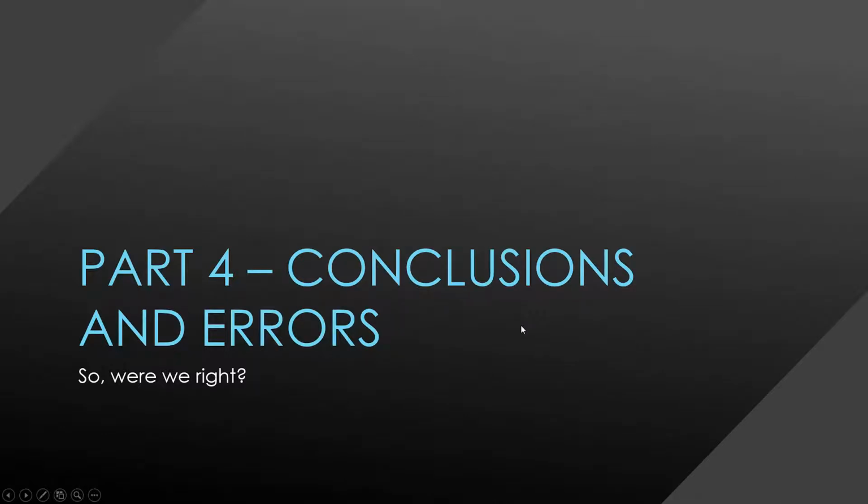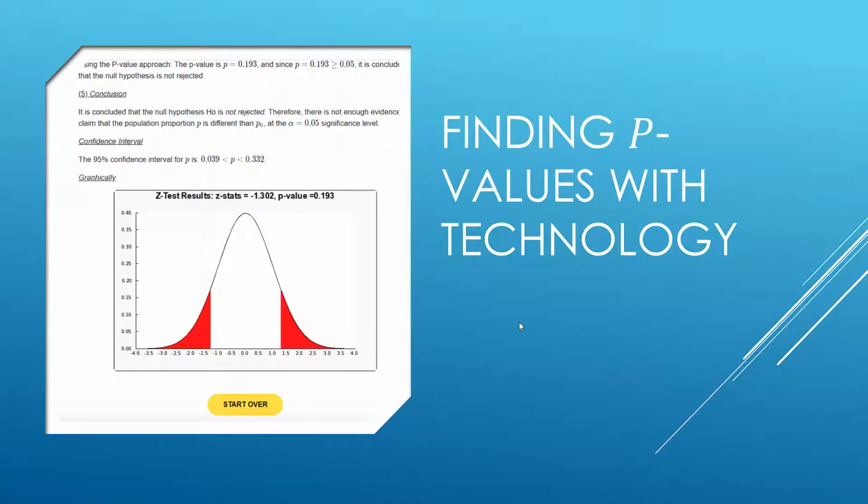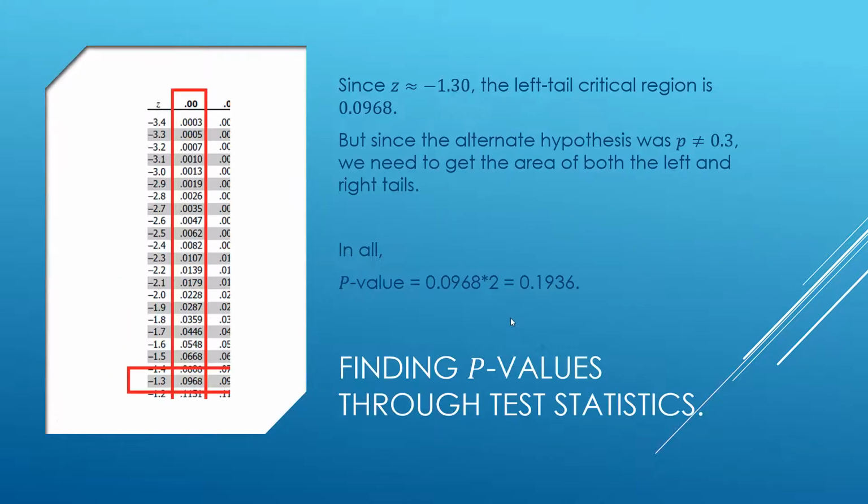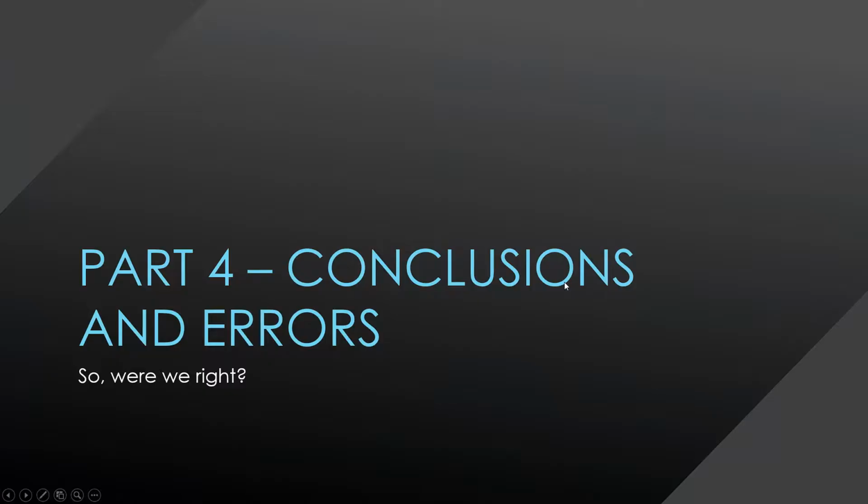Welcome back. This is the last part of the series. How do we make conclusions based on what we have found? So remember, we ended with finding the p-value. We got some number. Great. What do we do with it? That's going to be the focus of this last section.